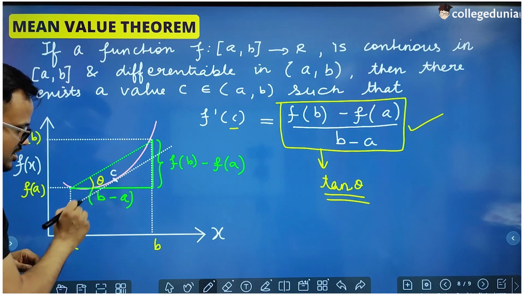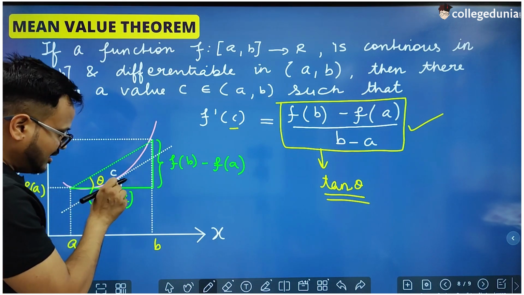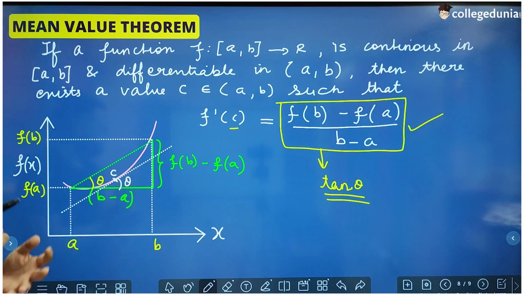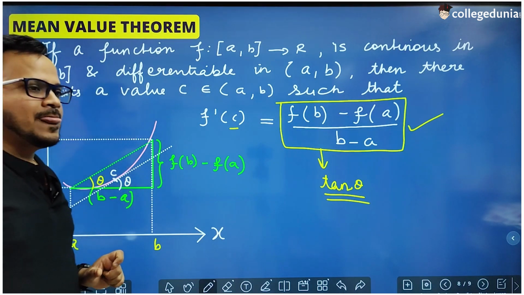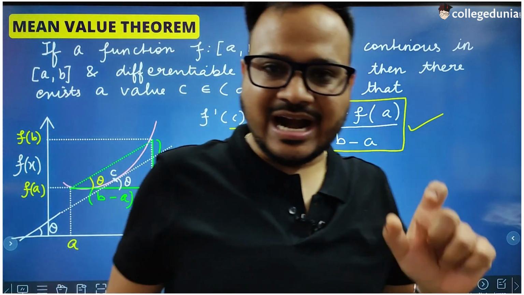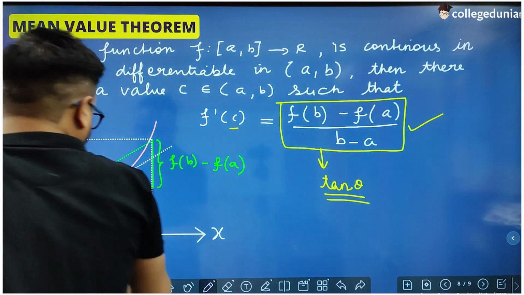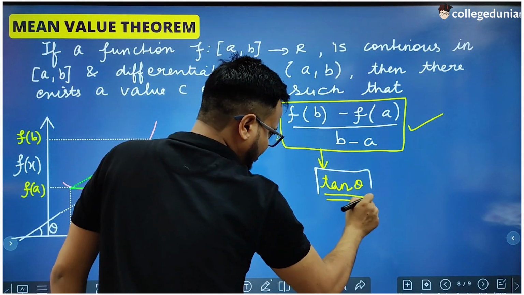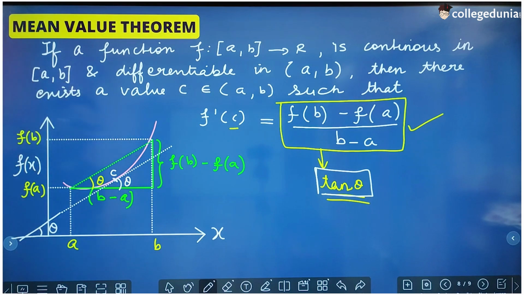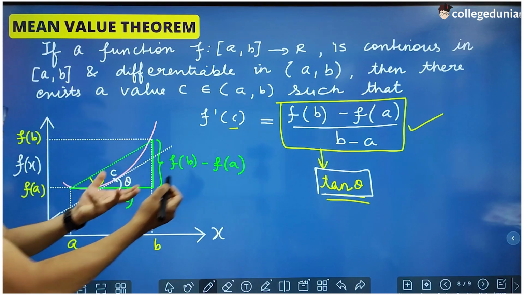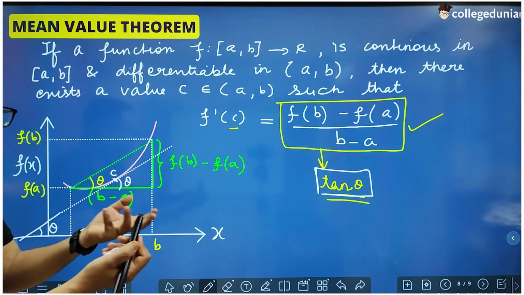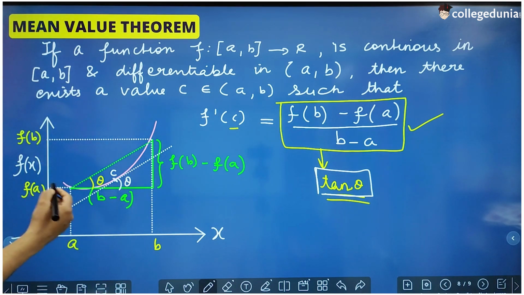Then obviously if these two lines are parallel, then this angle will also be theta. And if you extend this and touch the x-axis, then this angle is also theta. And we know that the derivative of a function at a particular point is nothing but the slope of the tangent, right? So this tan theta is nothing but the derivative, because the slope of this line is also tan theta, because these two are parallel and parallel lines have the same slope, right?